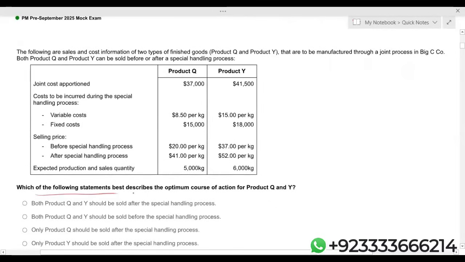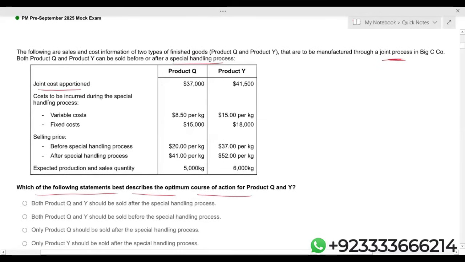Which of the following statements best describes the optimum course of action for product Q, and why? The following are sales and cost information of 2 types of finished goods, product Q and product Y, that are to be manufactured through a joint process. Both products Q and Y can be sold before or after a special handling process. Simply, it's a further processing decision. If further processing gives us a benefit, then obviously I'll think about further processing; otherwise I will not go for it. Let's see.